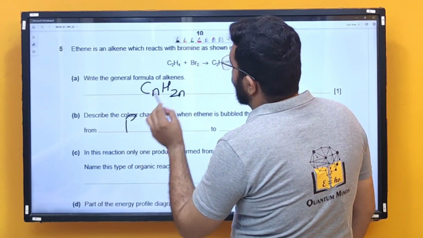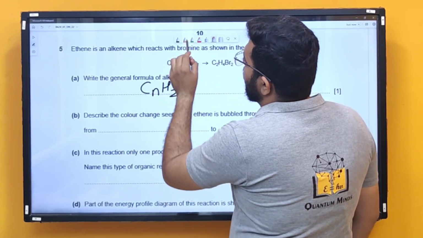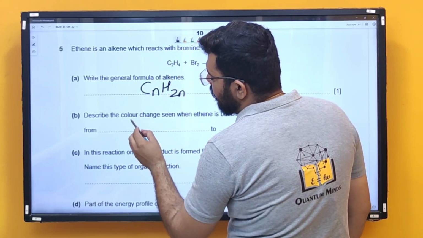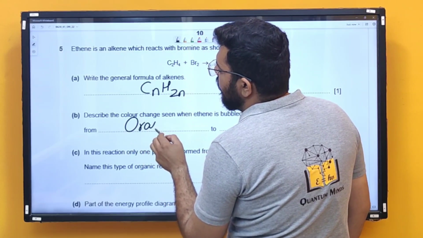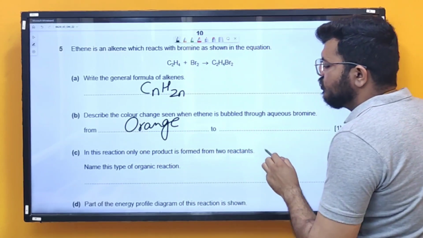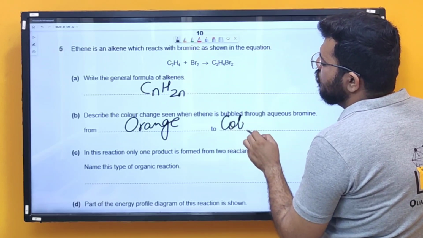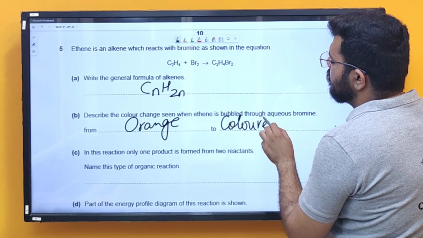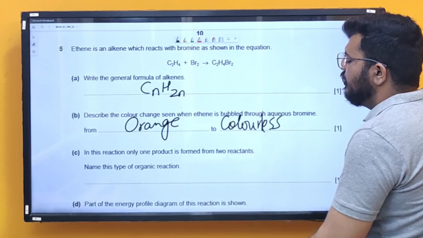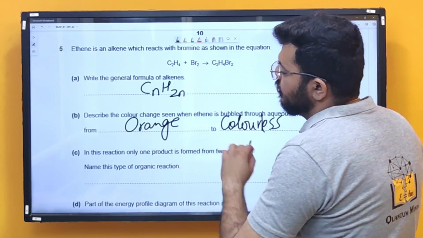Describe the color change seen when ethene is bubbled through aqueous bromine. Bromine has orange color, right? I was going to write bromine. It has orange color, and this orange color changes to colorless because the bromine gets used up. So it goes from orange to colorless.